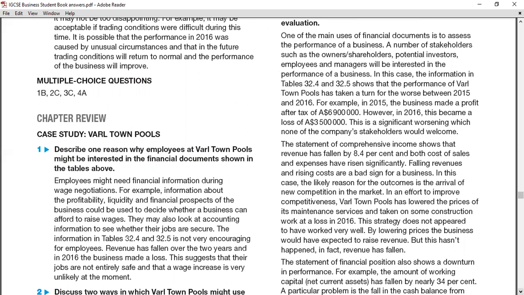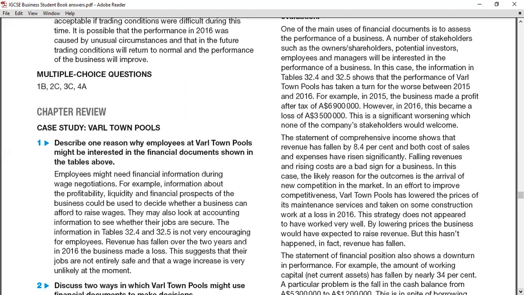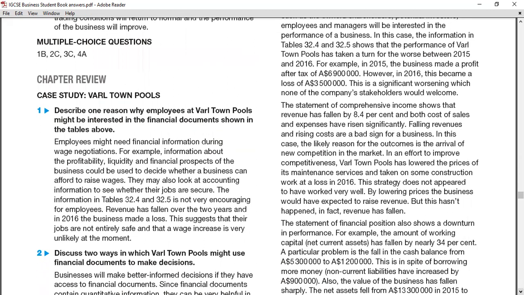The statement of comprehensive income shows that revenue has fallen by 8.4%. Both cost of sales and expenses have risen significantly. Falling revenues and rising costs are a bad sign for a business. In this case, the likely reason for the outcome is the arrival of new competition in the market. In an effort to improve competitiveness, Varl Town Pools has lowered the prices of its maintenance services and taken on some construction work at a loss in 2016. This strategy does not appear to have worked very well. By lowering prices, the business would have expected to raise revenue, but this hasn't happened. In fact, revenue has fallen.